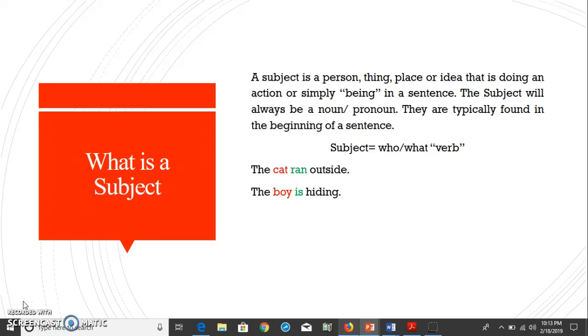Let's go to the first sentence. The cat ran outside. The verb is ran. Who or what ran? Cat. The cat is the subject. The second sentence. The boy is hiding. The verb is hiding. Who or what is hiding? Boy. Boy is the subject.